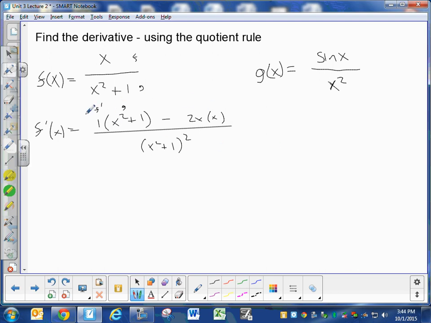Probably you will have to simplify something like this, but that's easy to simplify. This is just 2x squared. x squared minus 2x squared can be simplified to be negative 1x squared. So that'd be like 1 minus x squared over x plus 1 squared. This would be an example of a problem. Okay? I'll show you g prime as well, and I will show you examples on the video that you can watch at home.